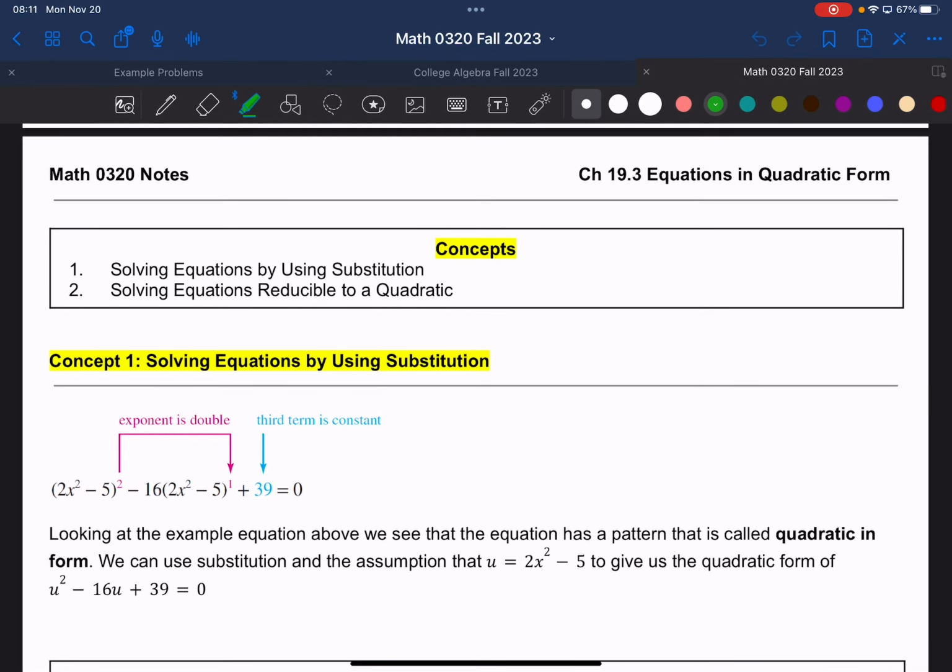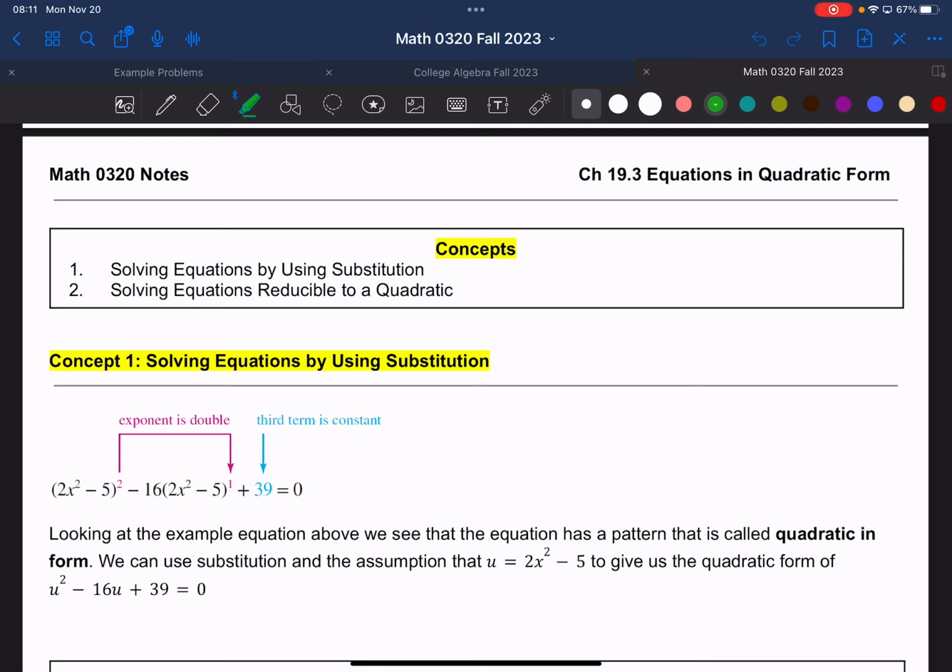Okay, so 19.3 is called equations in quadratic form. What we're going to be doing in these notes is a lot of U substitution. Remember we talked about that a little bit when we first started quadratic equations, more than a month ago, I feel like. And we did one problem with that U substitution.